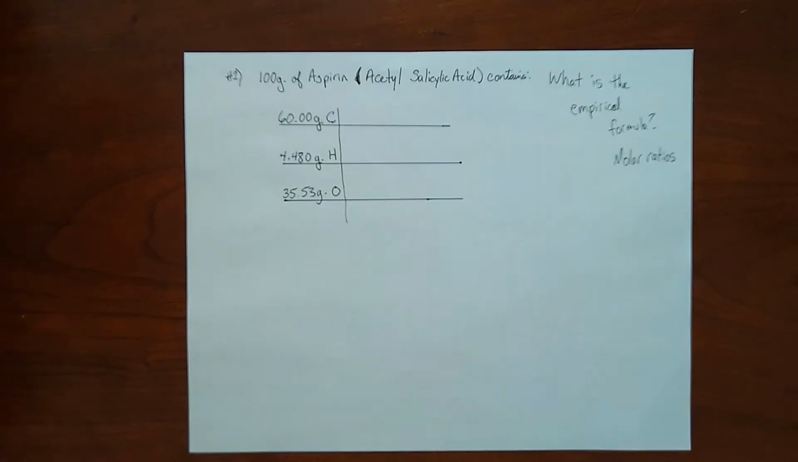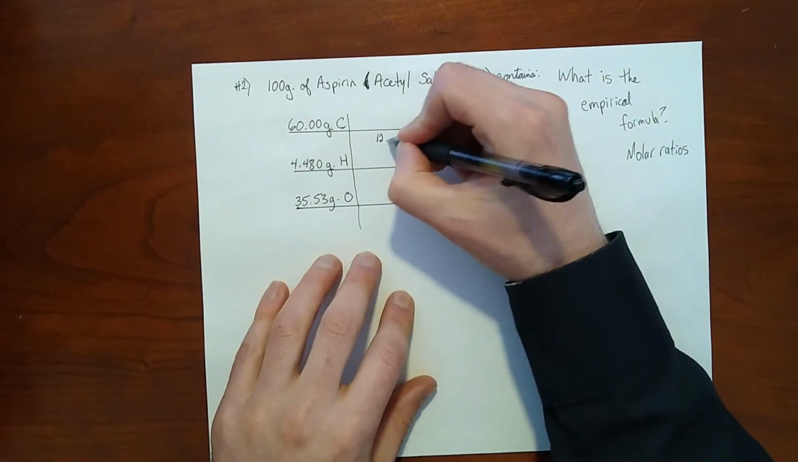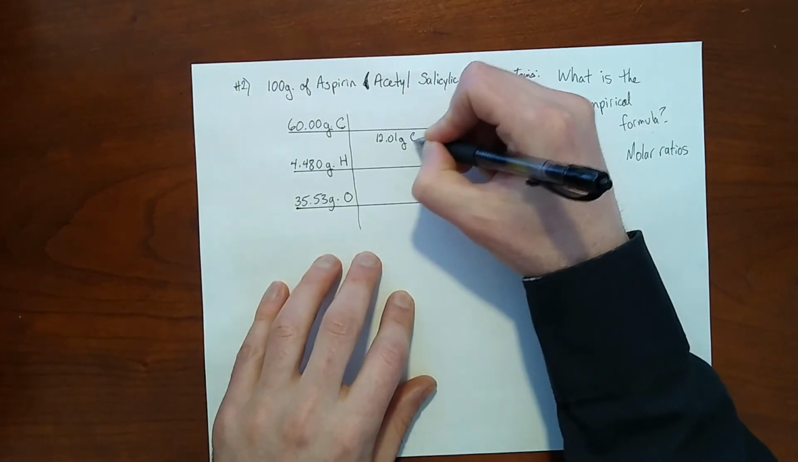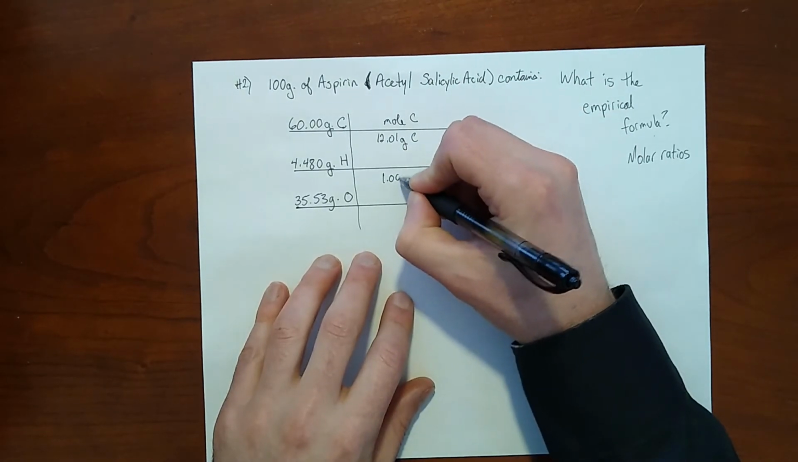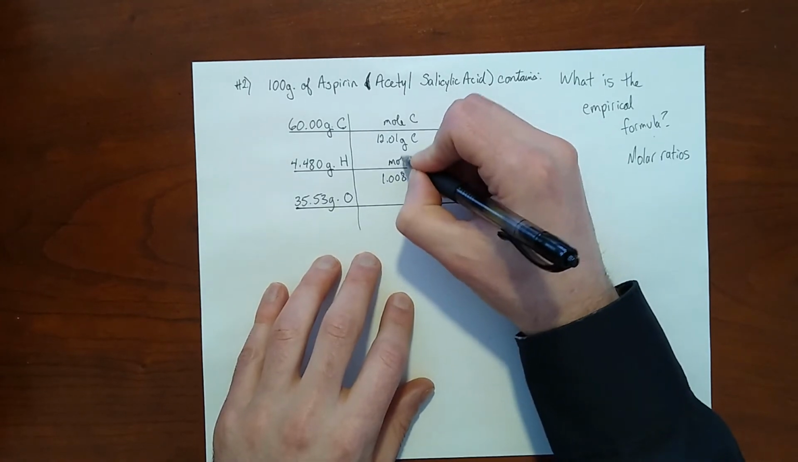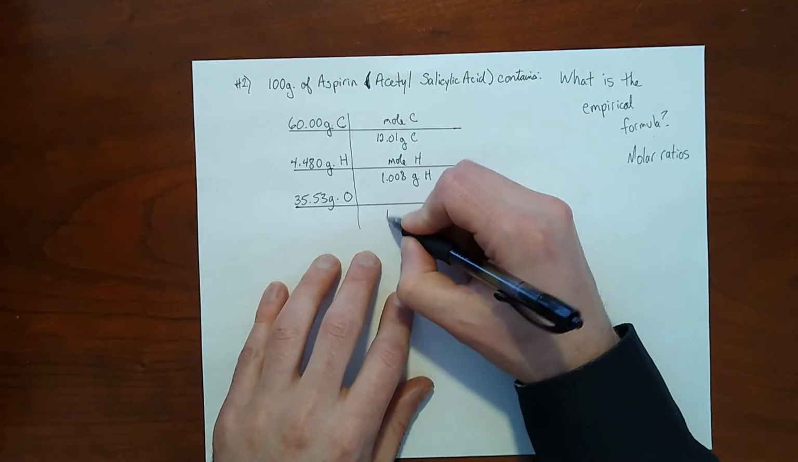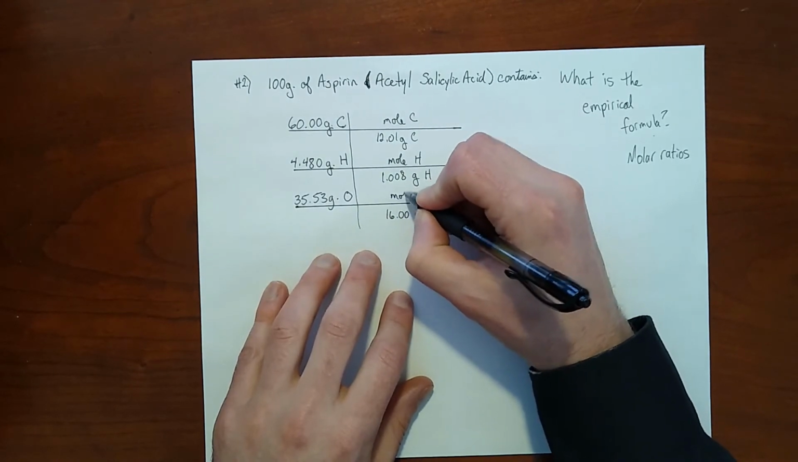So the carbon has a molar mass of 12.01 grams per mole. The hydrogen has a molar mass of 1.008 grams per mole. The oxygen has a molar mass of 16 grams per mole.